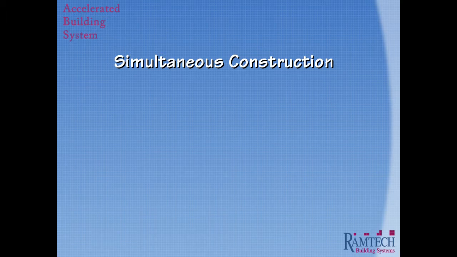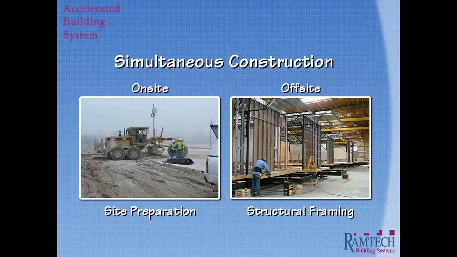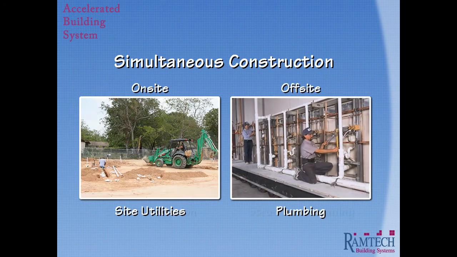To give you a better visual representation of the simultaneous construction tracts, let's take a look at the work that is taking place at the same time on-site and off-site and walk through how this works. As you can see, while the site preparation is taking place, the structural framing is occurring in the fabrication facility. Here we see the underground utilities going in, while the associated plumbing is being installed in the plant.